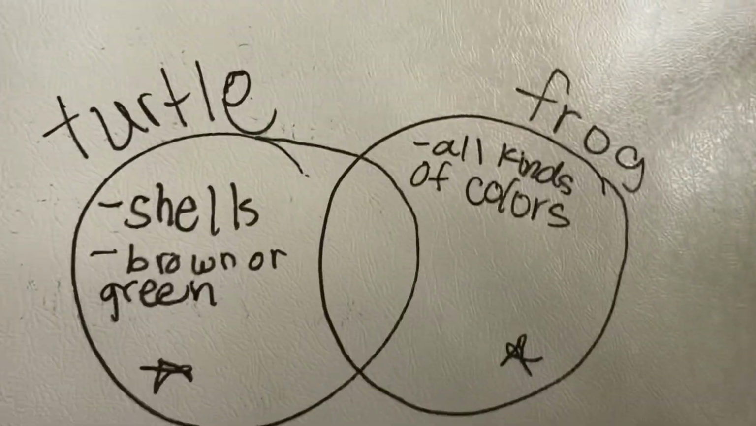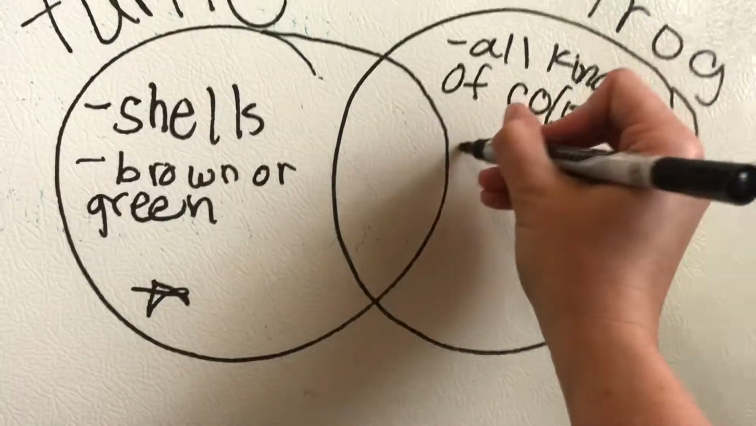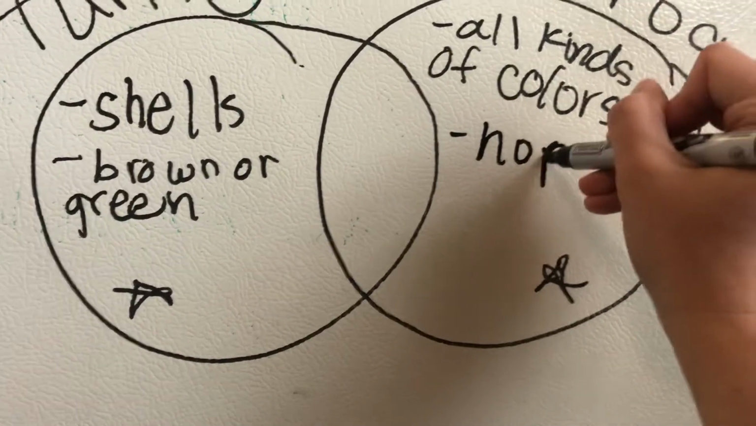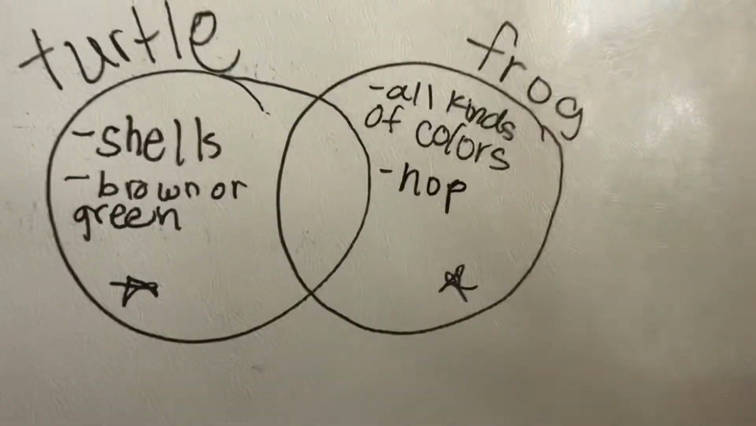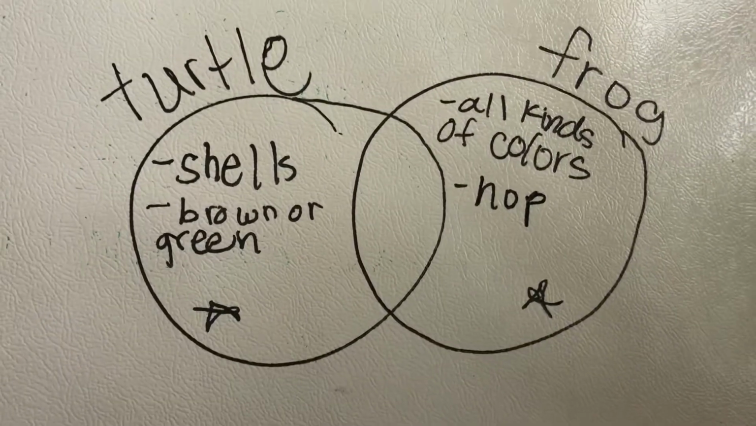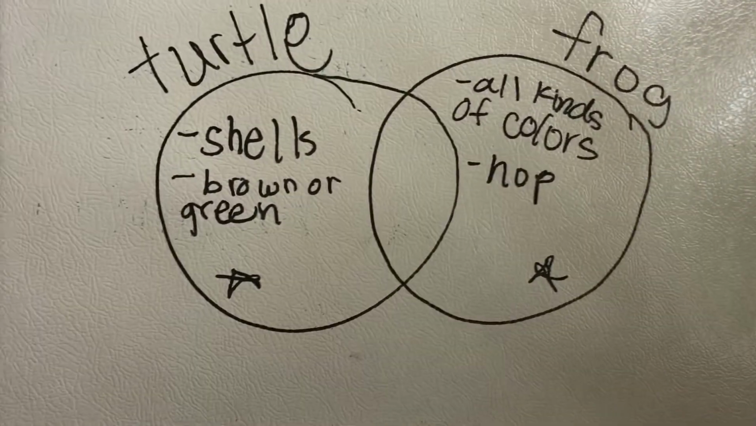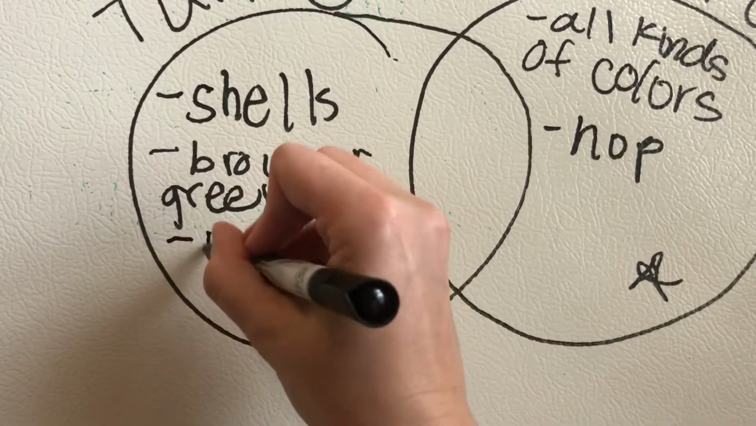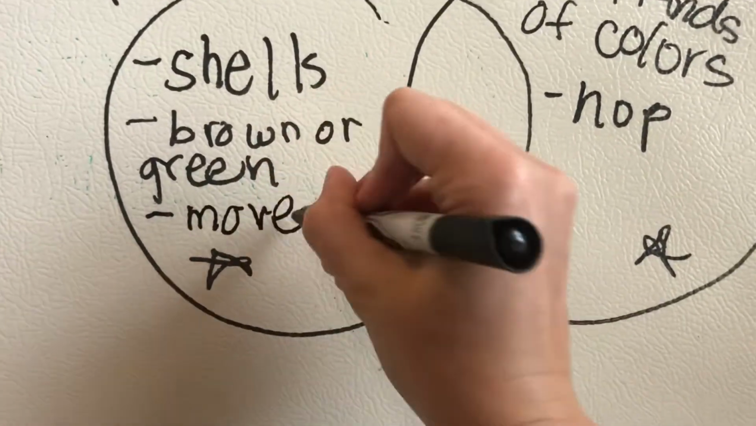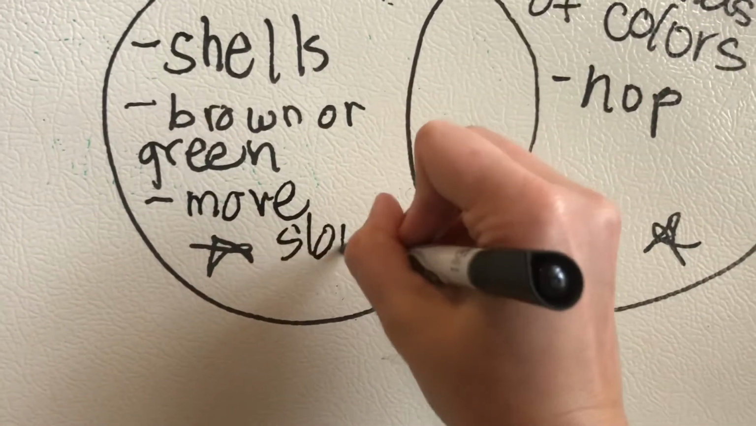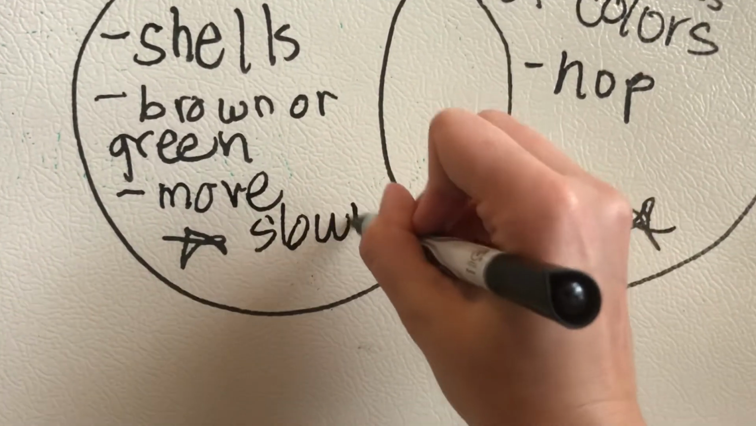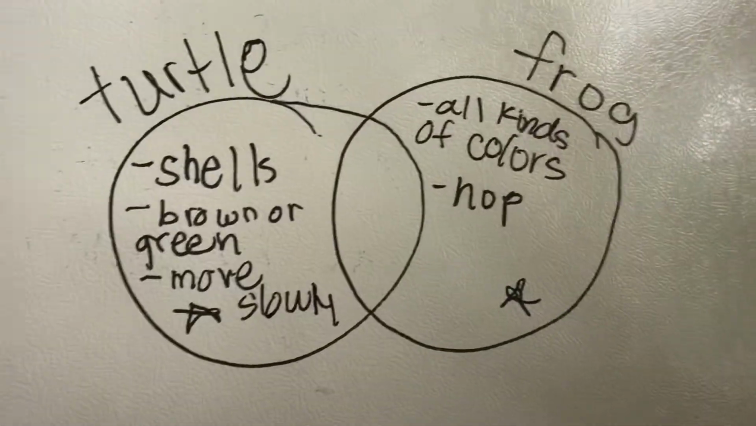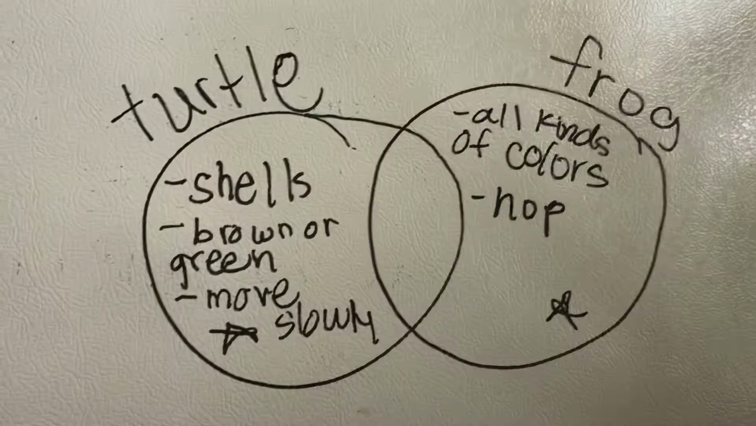Another difference that I can think of is that frogs can hop, and they can usually hop around pretty quickly, right? Turtles, are they fast, hopping around quick? No, turtles are slow, so slow. So they walk, so they move. I'm just gonna write move slowly. Turtles move more slowly. Gotta spell that right. Good. Now I'm kind of running out of room in my circles, my Venn diagram, so I'm gonna stop.